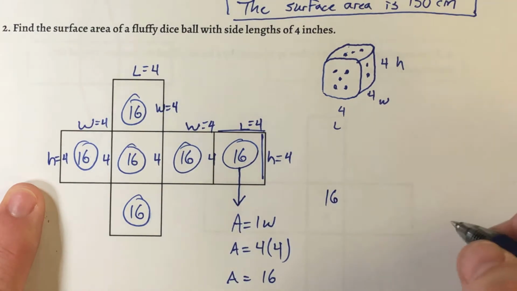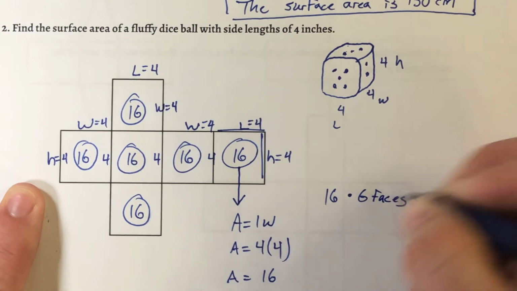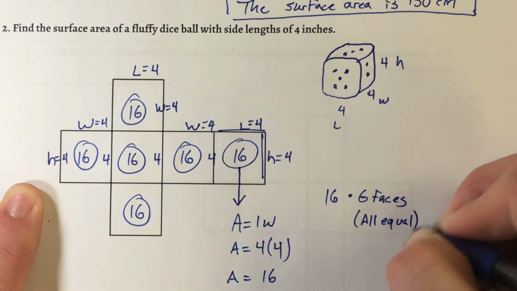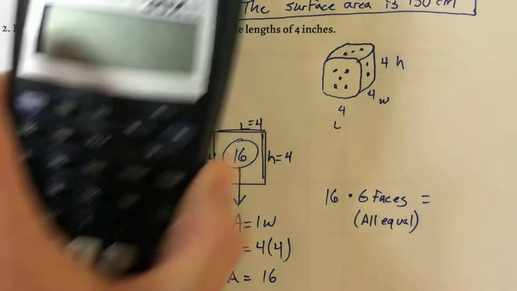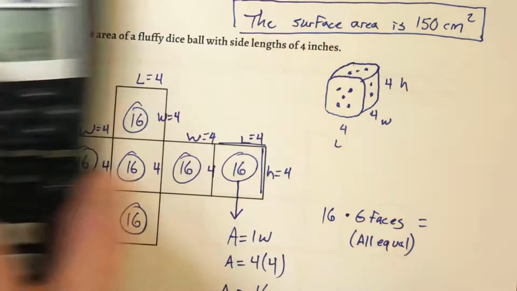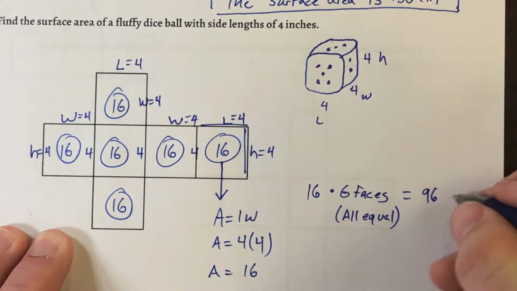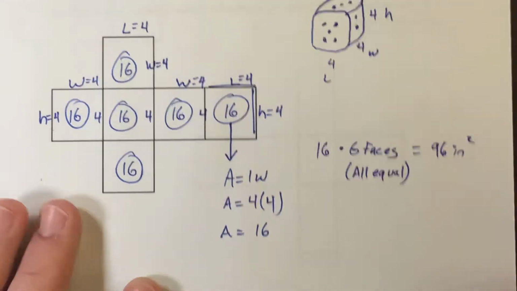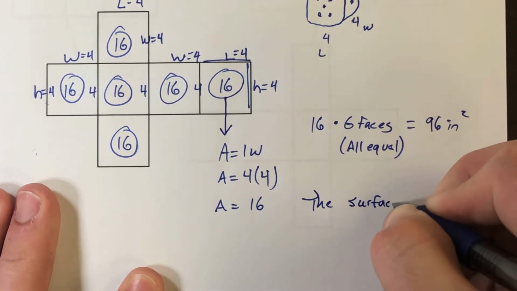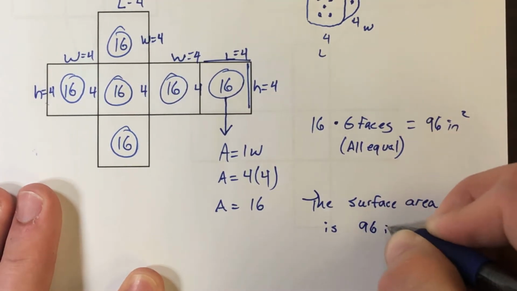So we're just going to do repeated addition as multiplication. So 16 is the area of 1. We're going to multiply by 6 faces. We can do that because they're all equal. And we're going to get, I don't know because I don't know what 16 times 6 is. 96. And we're measuring in inches and it's area, so squared. All right, let's write our answer. The surface area is 96 inches squared.